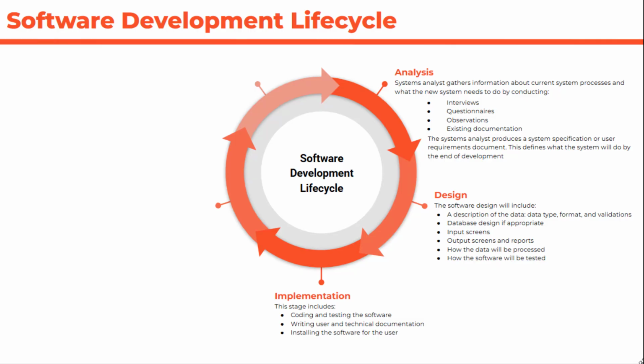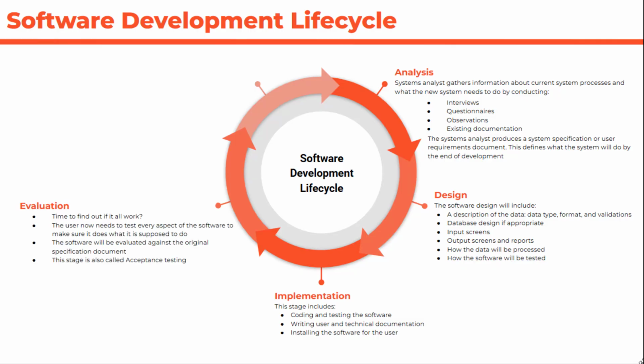So the implementation stage includes coding and testing the software as we go, and it includes a number of different types of testing which we'll cover across the specification in computer science. But we also write user and technical documentation. The user documentation doesn't have jargon in it because it's for the user. It's how-to guides, basically. And the technical documentation is what we provide another developer or somebody that's going to maintain the system. And we've got information about installing the software for the user as well.